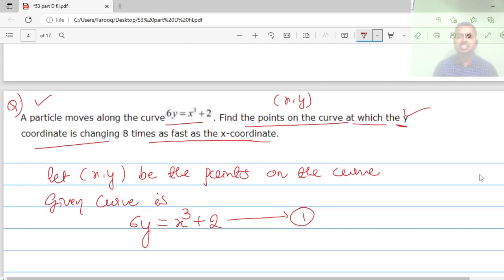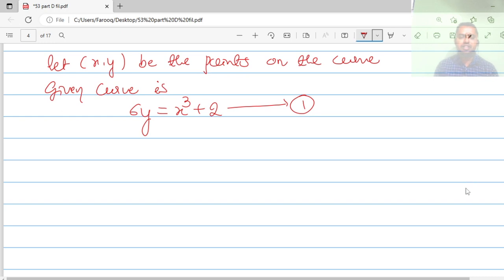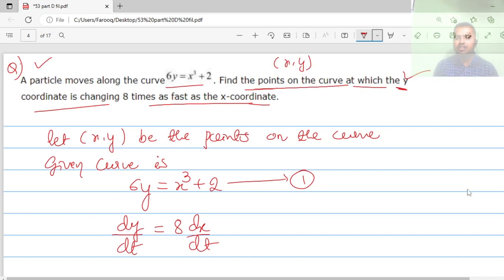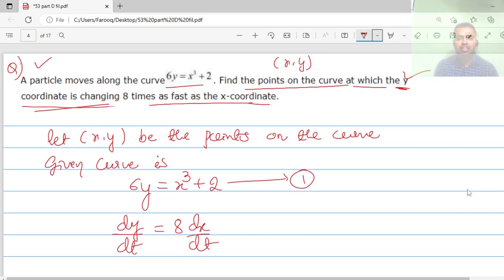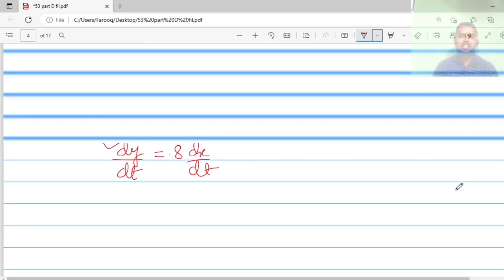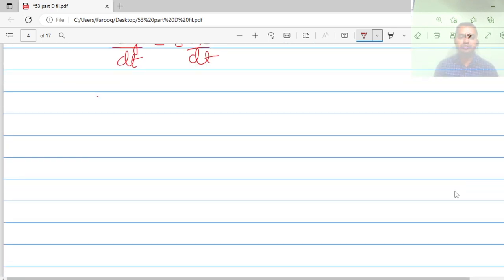Since here the y coordinate is changing, the y coordinate is changing means derivative, that is dy/dt. The y coordinate is changing 8 times as fast as the x coordinate means 8 into dx/dt. So once again, y coordinate is changing dy/dt, 8 times means 8 into dx/dt. Then take the given curve 6y = x³ + 2.